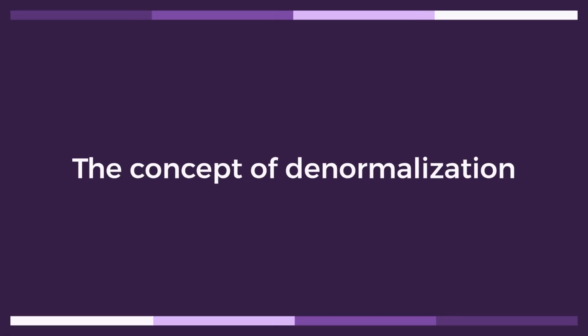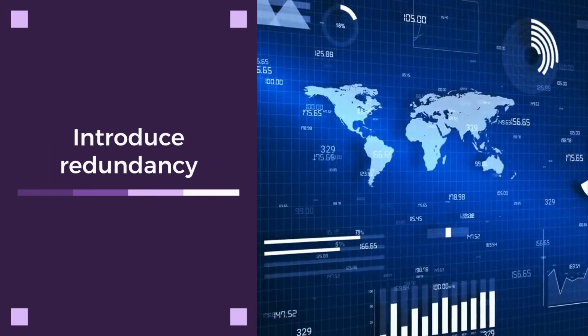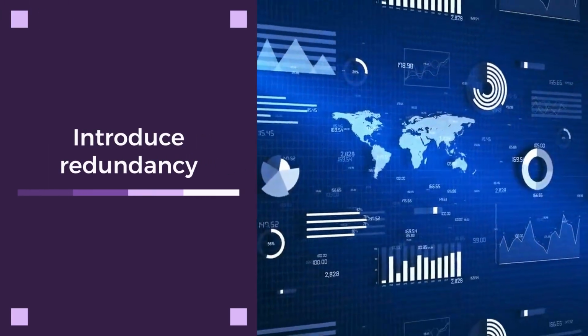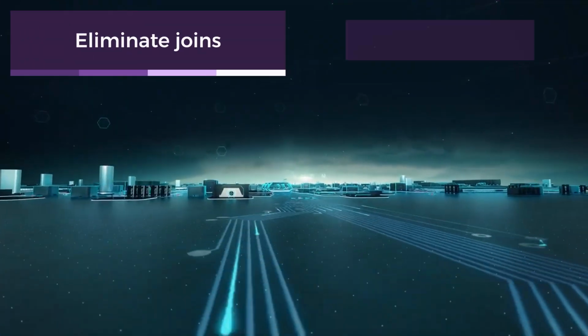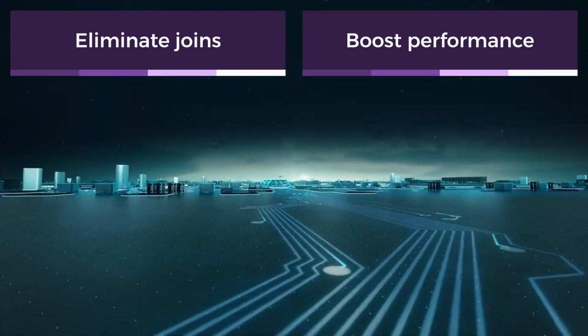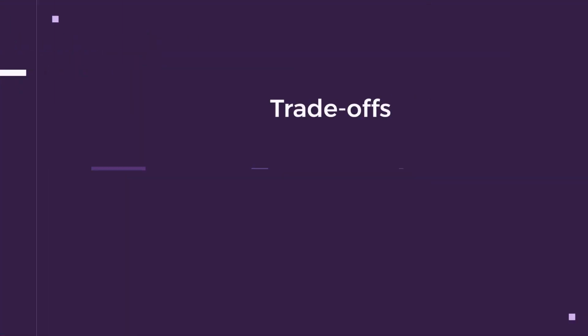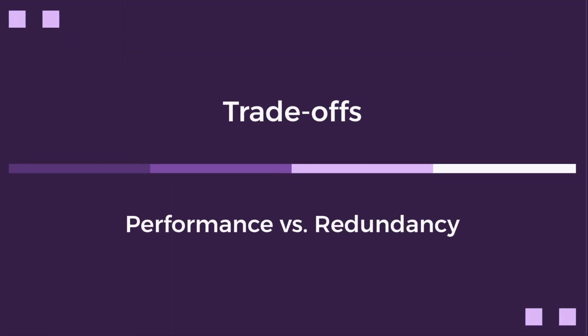This brings us to the concept of denormalization, a deliberate strategy to improve query performance. Denormalization means intentionally introducing redundancy by merging tables to streamline data access. The main benefit is eliminating resource-intensive join queries, which dramatically improves query performance, especially in reporting. However, denormalization is not without its trade-offs, and it must be applied with care.